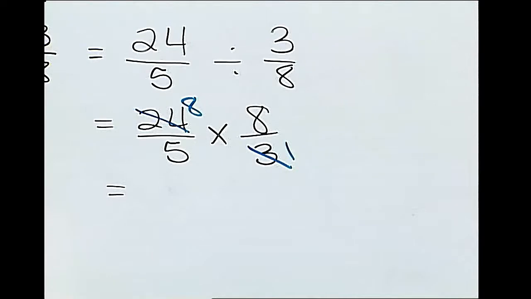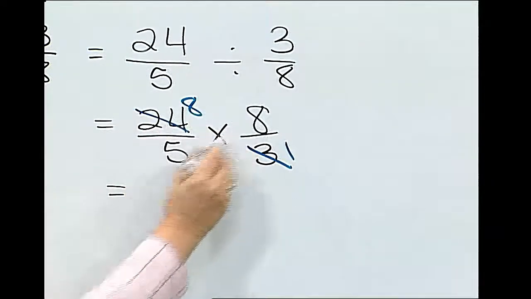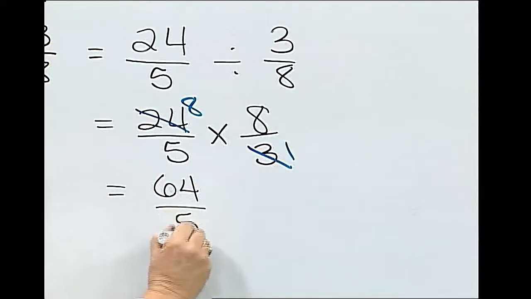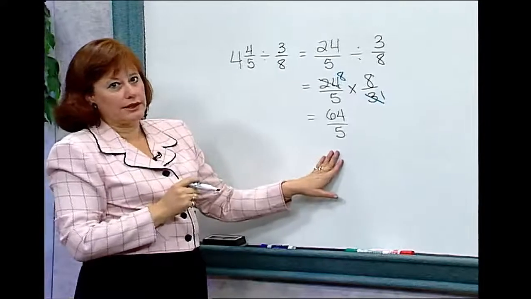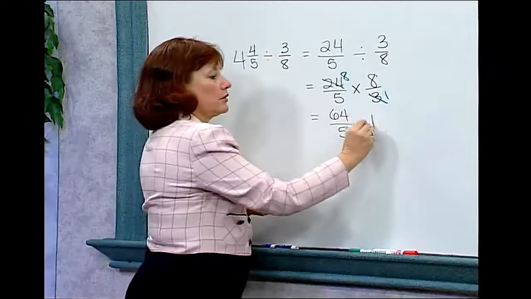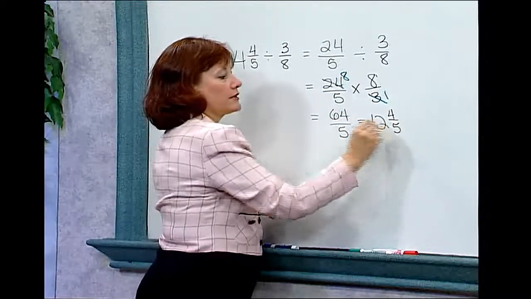When I multiply this problem, I'll multiply the numerators. 8 times 8 is 64, and 5 times 1 is 5. Of course, I would never want to leave an improper fraction as my answer, so I will change this to the mixed number 12 4/5.